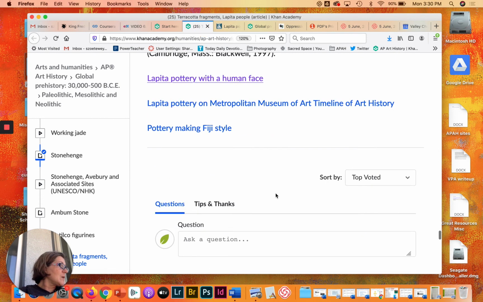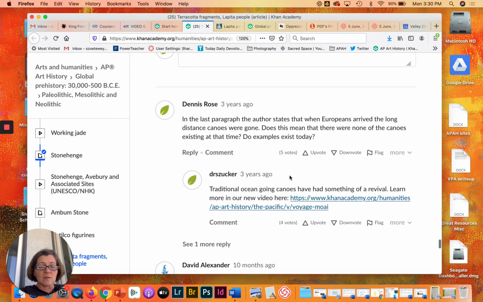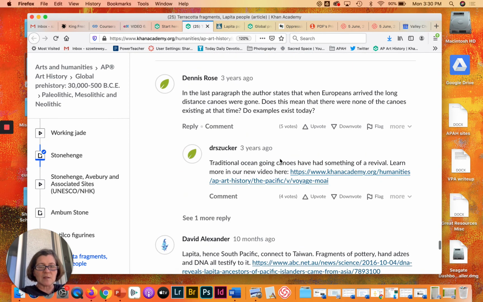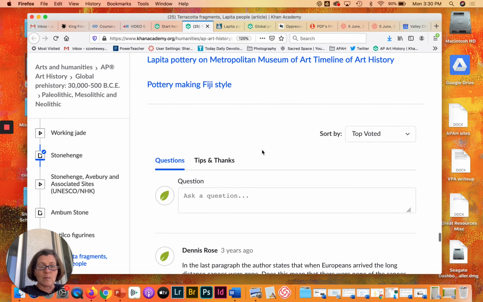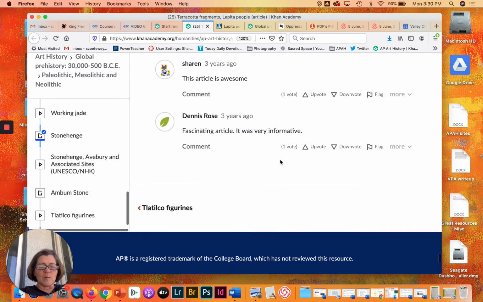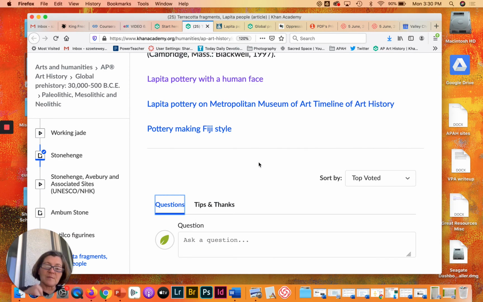Okay. The other thing too is that at the bottom here, people have asked questions. So sometimes if you go down here, somebody might have asked the same question that you had. So like, what size is it, right? So it's 3 inches or 7.5 centimeters tall. So that's kind of helpful. And then they actually linked a resource that you could follow on to. If you have a question and you want to ask the author, then you can by all means submit it. The authors are still working on that. And then sometimes they give you a tip, but most of this is just thanks. But the questions, sometimes helpful.